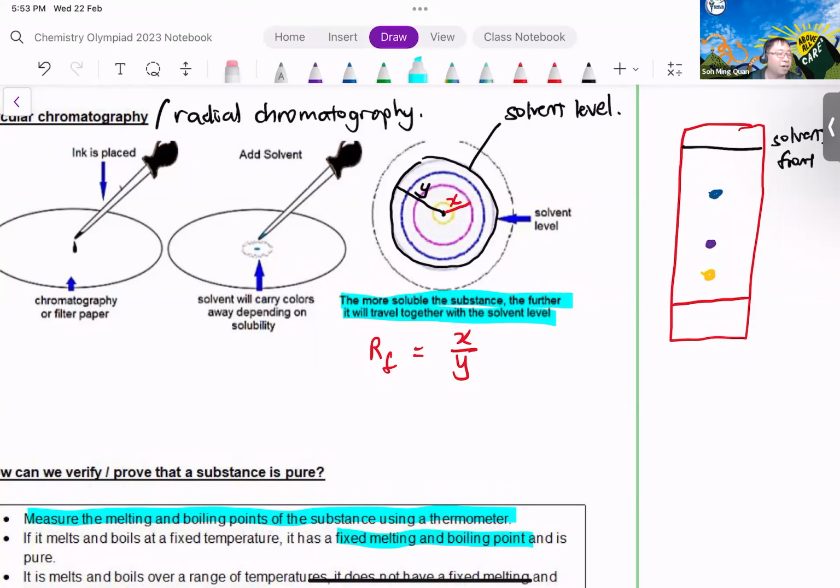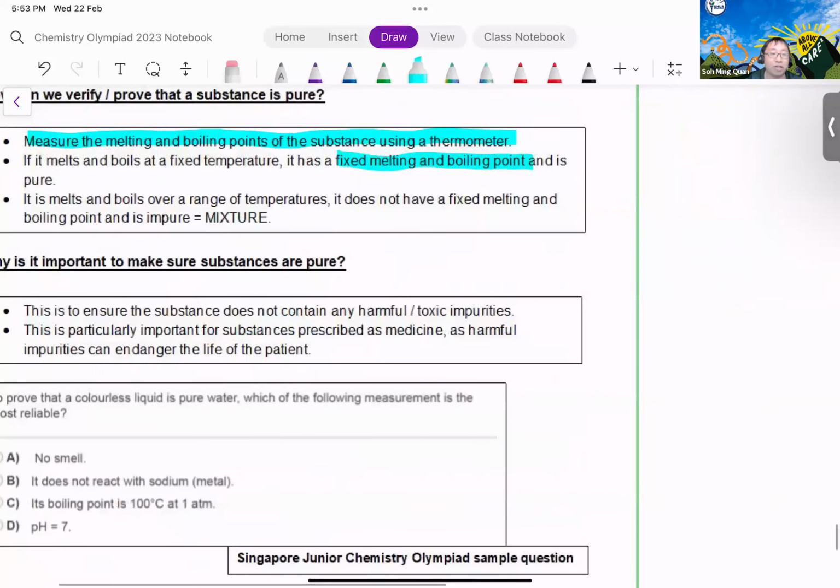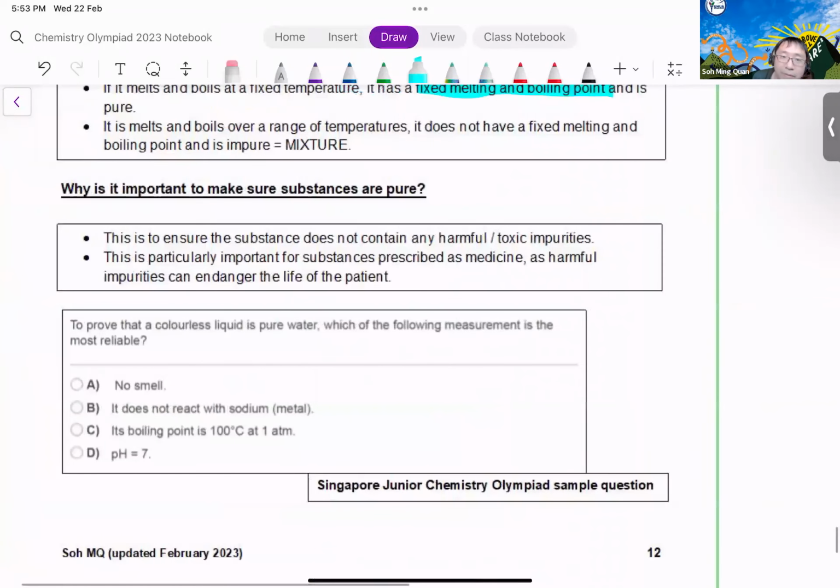All right, so let's do a sample question now. If you look at the sample question from the Chemistry Olympiad, to prove a colorless liquid is pure water, keyword here is pure, which measurement is the most reliable? So based on what Mr. So has told you, to test the purity of water, we should always look at the melting point and boiling point. All right, so the answer is C. A, B, and D wouldn't be accurate. They are not the most reliable.